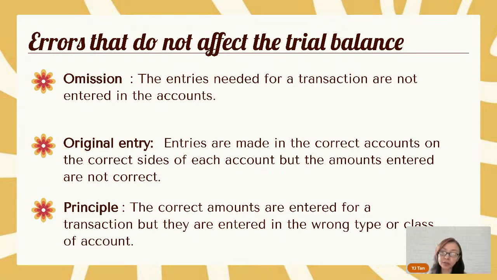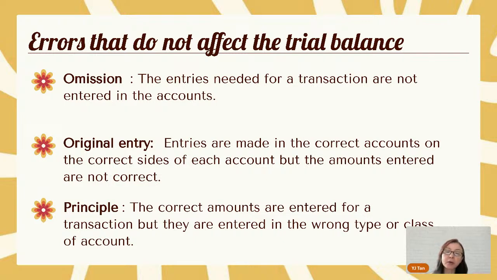The next one will be original entry. The entries are made in the correct accounts with the correct side of each account, but the amount entered is incorrect. Let's say we come back to the water bill. For example, you want to pay for the water bill for $20. And you mispress, and then you enter credit cash 30 instead of 20, and then you do the same for the expenses account, water, 30 instead of 20. So both are the same, but still wrong because the amount is wrong, right?